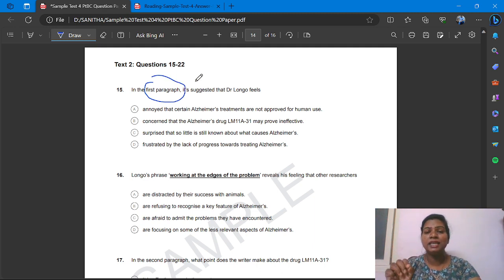It is suggested that, who is suggesting? The writer. It is suggested that Dr. Longo feels. What are his feelings? Underline these two words. These are the keywords we are finding. In OET Reading Part C, you will get purpose, question and opinion type questions. So you should know the inner meaning, the comprehensive meaning, the summary of the paragraph. We are going to find these answers from OET Reading Part C.